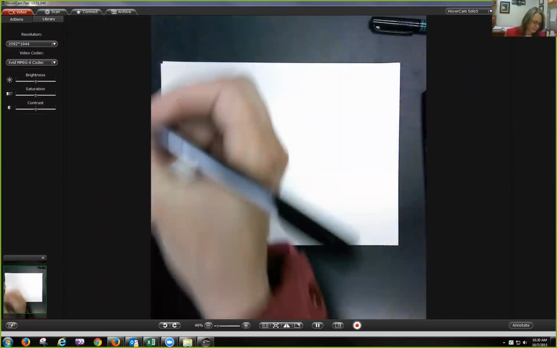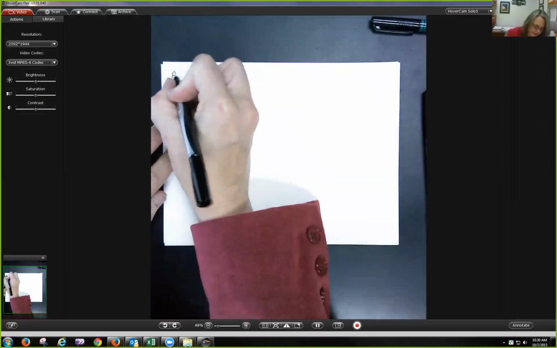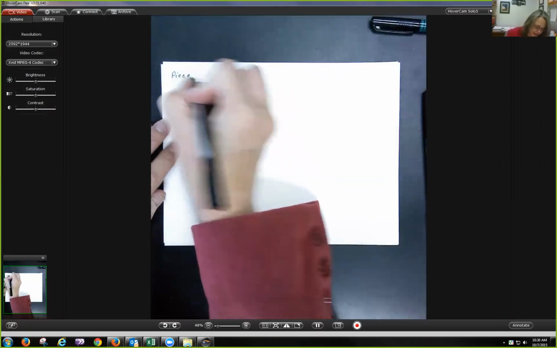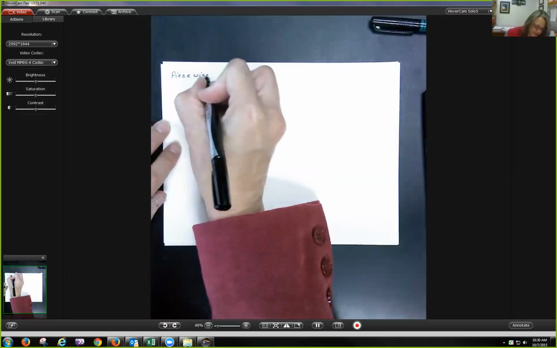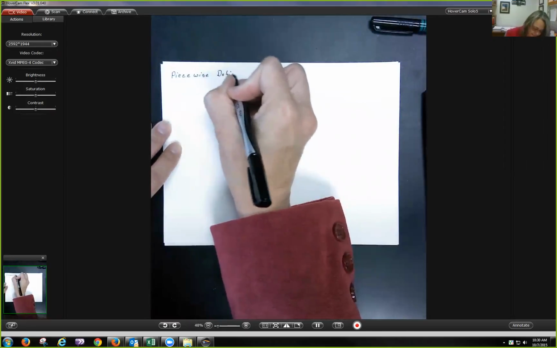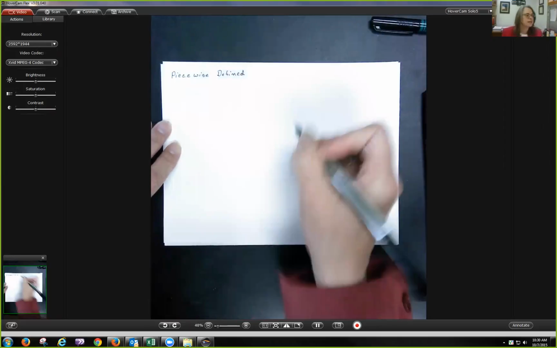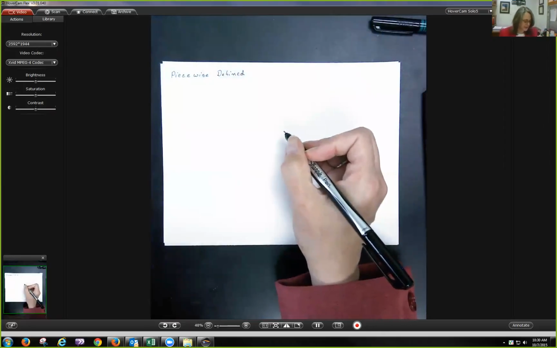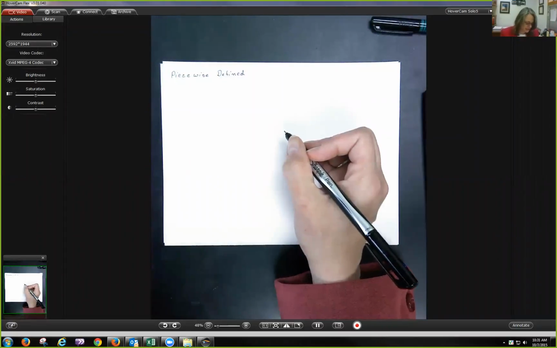And that is piecewise defined functions. Now, piecewise defined functions are a little different because they're not defined by a single equation. And probably the best example of a piecewise defined function is a shipping chart or the postage rates for the United States Postal Service.